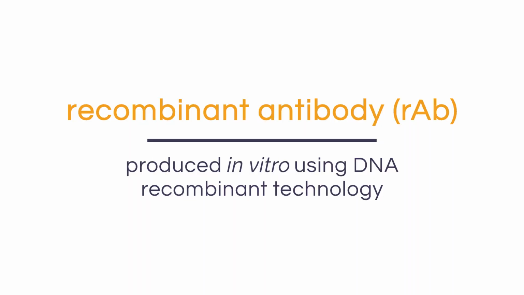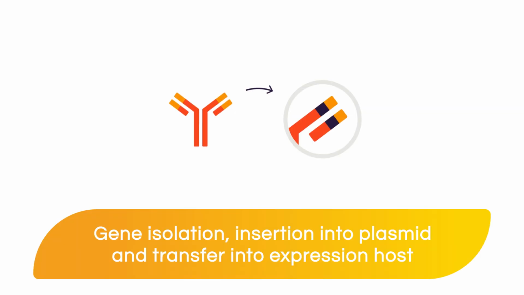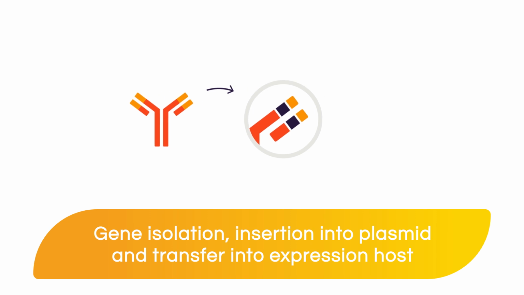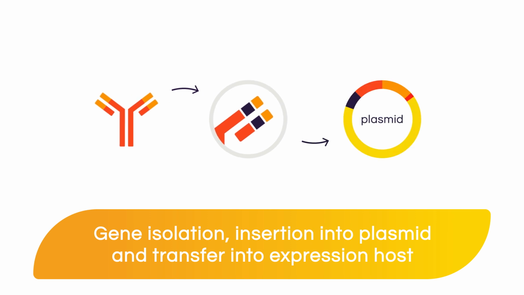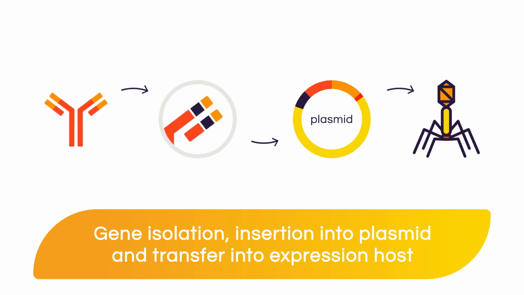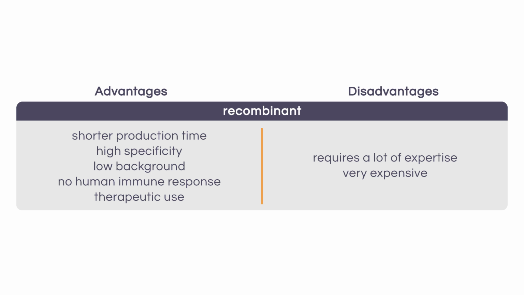Unlike monoclonal and polyclonal antibodies that are produced in animals, recombinant antibodies, known as RABs, are produced in vitro using DNA recombinant technology. Antibody genes are isolated and then incorporated into plasmid DNA vectors, and the resulting plasmids are transferred into expression hosts such as bacteria, yeast, or even mammalian cell lines. RABs are highly specific and circumvent some of the issues seen with monoclonal antibodies.